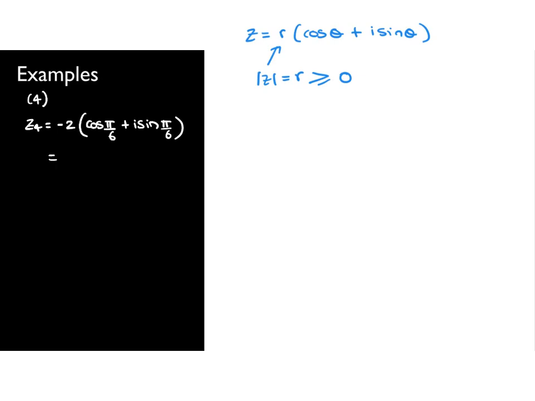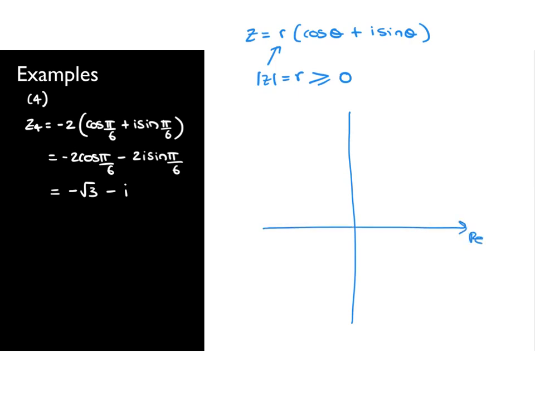We're going to expand this bracket, so we get negative 2 cos pi by 6 minus 2i sine pi by 6. And we're going to work these out so we get z4 in its Cartesian form. So this is negative root 3 minus i. And at that point, it then becomes a very easy problem to solve. Again, a quick sketch on a set of Argand diagram axes. So negative root 3 minus i is going to be in this quadrant over here.